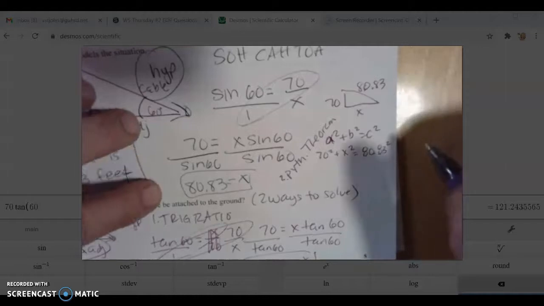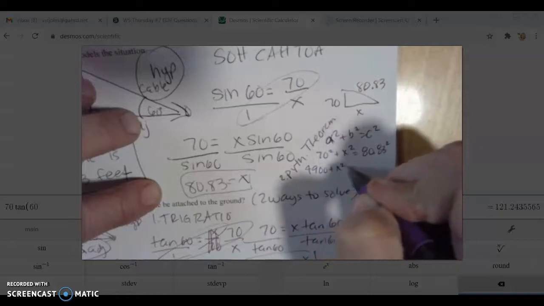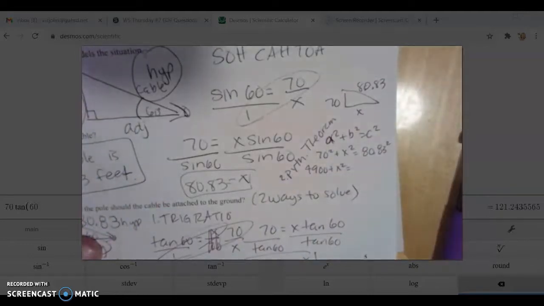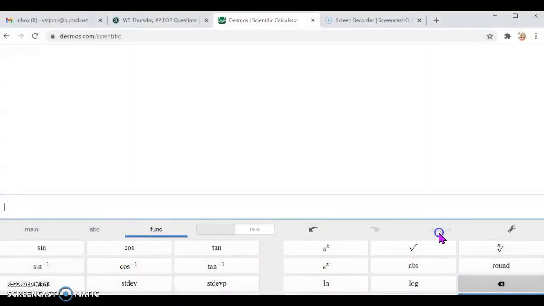And we get a big mess, but this is 4,900 plus x squared equals, now what's 80.83 squared? Let's see. Clear. Where's my squared button? Type it this way, to the power of 2. That's 6533. And then we're going to take that and subtract 4,900. And what do we get?